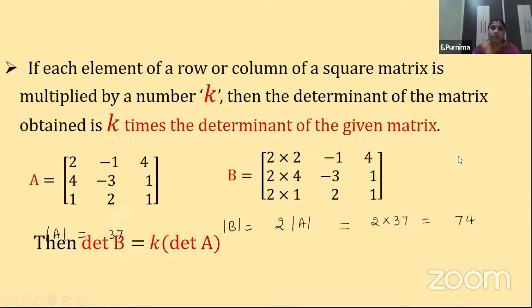I hope you are following. So like this, here only one column I took, children, so the 2 has come out: 2 into determinant A. Understood? So like this, for any column or any row where each element is multiplied by a scalar quantity, that scalar will be multiplied with its determinant. Okay. So here it is nothing but 2 times determinant A. In our case, the k value is 2.